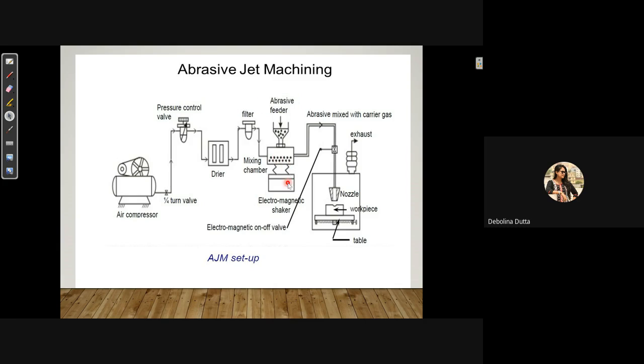From the top we feed the abrasive, which is shaken properly by an electromagnetic shaker, and it is continuously in the vibration mode. Through an on off valve, the mixture goes through the nozzle, and through the nozzle it strikes on the workpiece. That's it. That is the whole AJM setup.